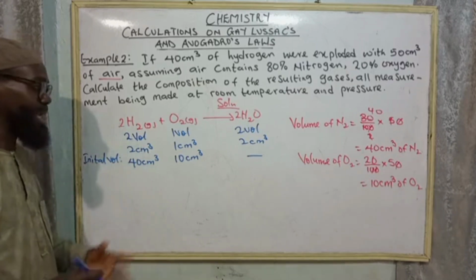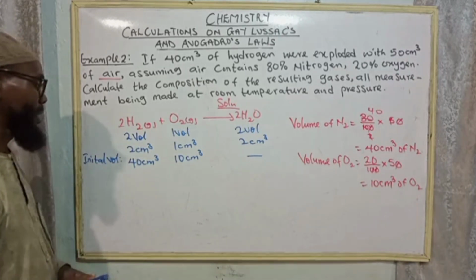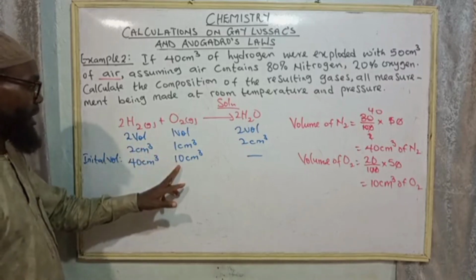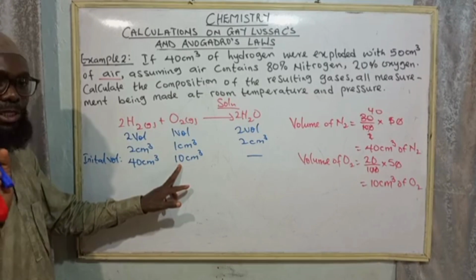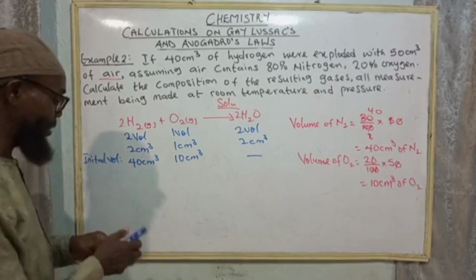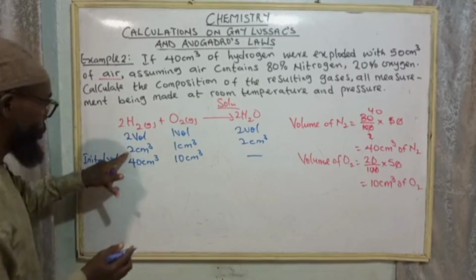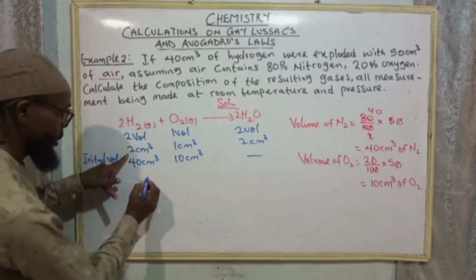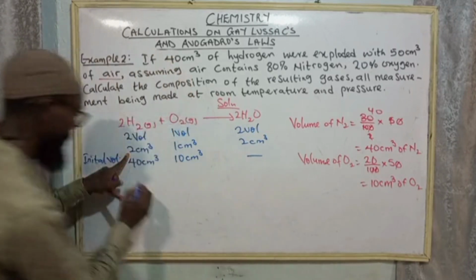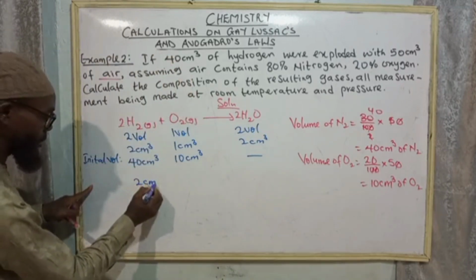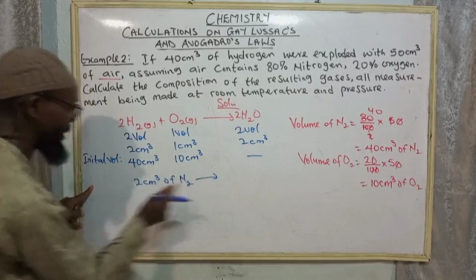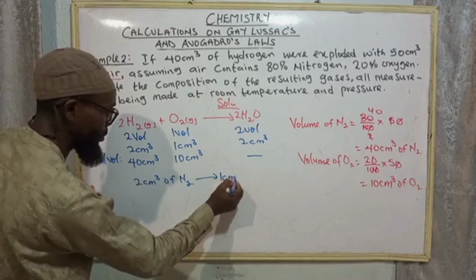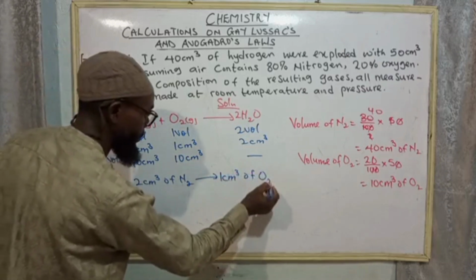Now, let me assume that oxygen is 10 centimeter cube. Let me assume it is used up in the chemical reaction. Then I will now have 2 centimeter cube of hydrogen exploded with 1 centimeter cube of oxygen.